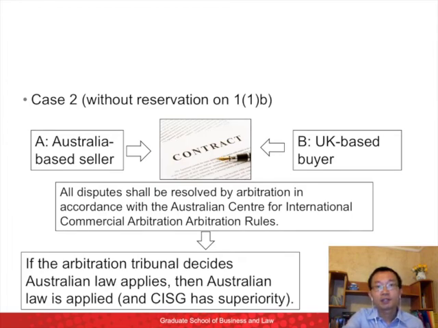Let me give another hypothetical example. A is an Australian-based seller and B is a UK-based buyer. Australia is a contracting state, but the UK is not. They entered into a contract and agreed that all disputes shall be resolved by arbitration in accordance with the arbitration rules of the Australian Centre for International Commercial Arbitration. Then the Australian law applies, and the convention prevails if there is any inconsistency between the convention and domestic Australian law.